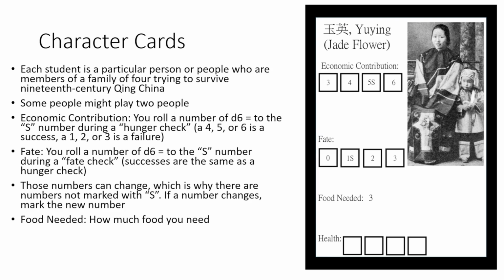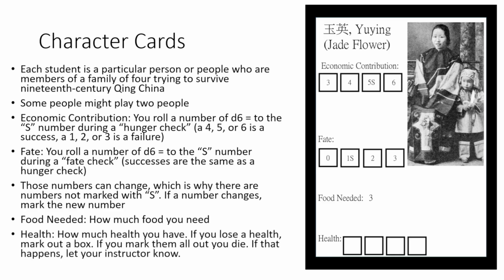Food needed is how much food you need. You should not need to worry about that unless someone dies. If someone dies, then the food that the family needs would go down by 3, and I'll explain later how to mark that. Health is how much health you have. If you lose a health, mark out a box. If you mark them all out, you die. If that happens, let your instructor know.